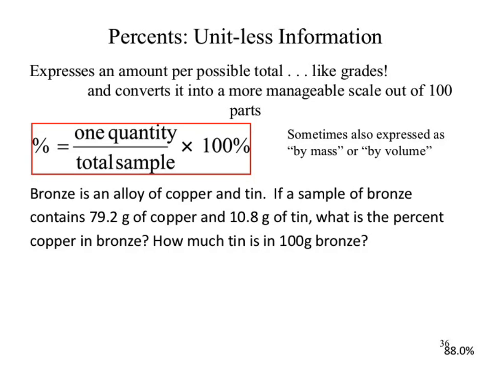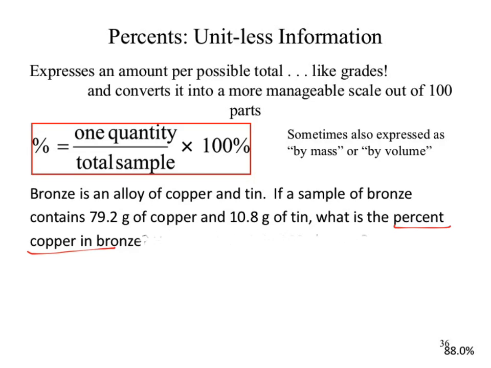So let's take a look at an example here. I've got bronze, an alloy of copper and tin. If a sample of bronze contains 79.2 grams of copper and 10.8 grams of tin, what is the percent copper in the bronze? Ignore the second question. I'll make you guys do that one on your own. So what am I trying to solve for? The percent copper in the bronze.